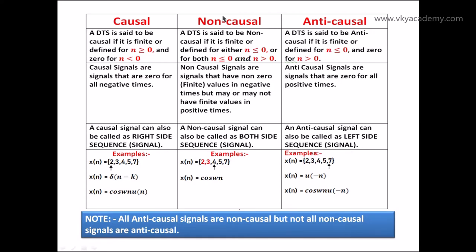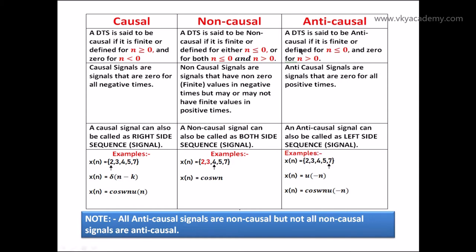Now let us see what exactly a non-causal signal is. A discrete time signal is said to be non-causal if it is finite or defined for either n less than or equal to 0 or for both n less than or equal to 0 and n greater than 0. That means it doesn't matter if the signal is defined for n greater than 0. If it is defined for n less than or equal to 0, then I can say that particular signal is a non-causal signal.